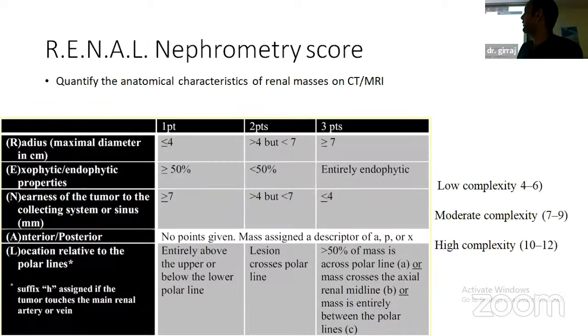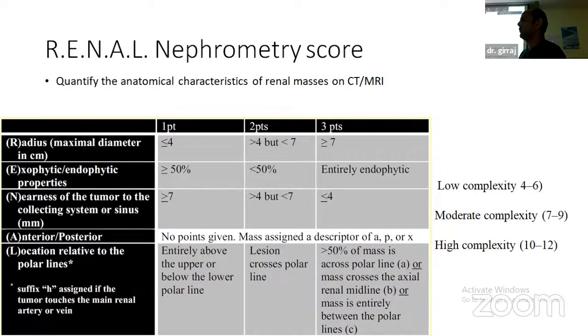Before the partial nephrectomy, the renal nephrometry score of the tumor is necessary to see the complexity of the tumor, and the 3D reconstruction of the renal vasculature and the collecting system is also necessary. The renal nephrometry score: the radius of the tumor, if the tumor is less than 4 centimeter, 4 to 7, or more than 7 centimeter, and exophytic or endophytic.